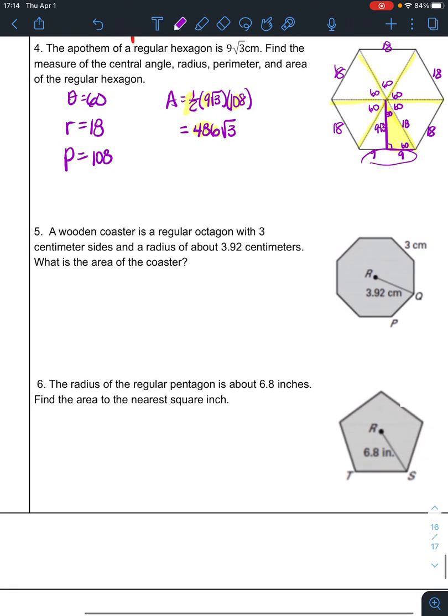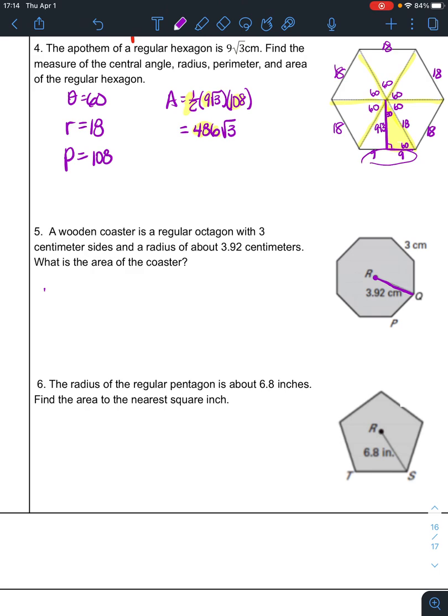All right, so we have a wooden coaster that's a regular octagon with 3 centimeter sides and a radius of 3.92. Okay, so the radius goes from the center to the vertex. That's 3.92.